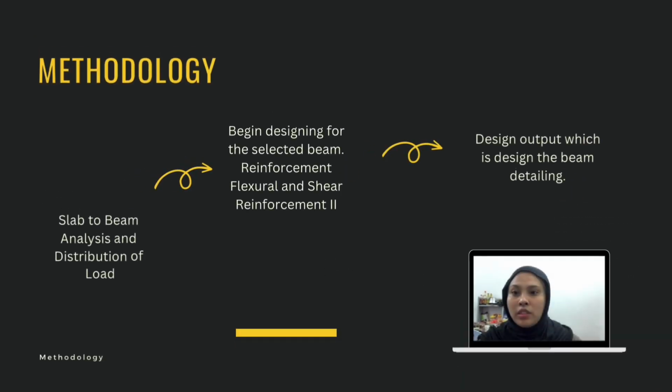For step 6, after we calculate and refer to Eurocode 1 and Eurocode 2, we can get the slab to beam analysis and distribution of load. And for the 7th step, we begin to design the selected beam, with flexural and shear reinforcement too. And the last step is the design output, which is the beam detailing.